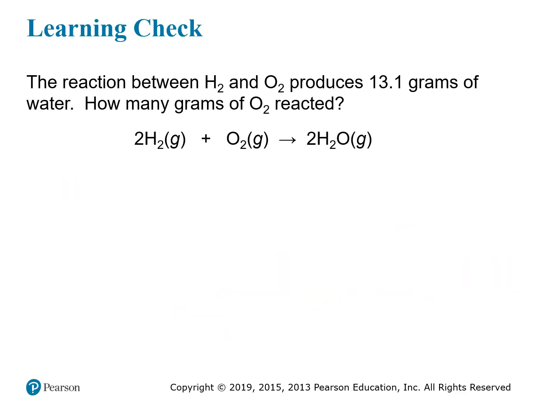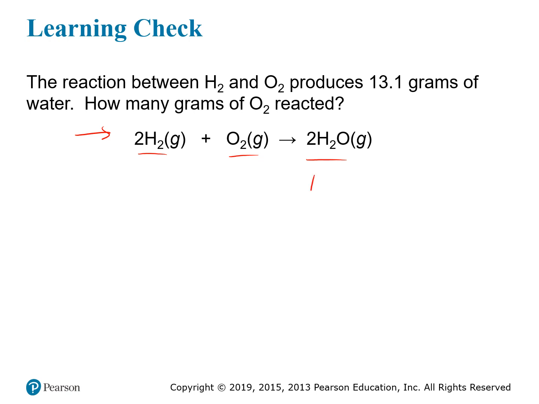Let's do another example. The reaction between hydrogen and oxygen produces 13.1 grams of water. How many grams of oxygen reacted? So they're telling us the chemical equation, right? We have the balanced chemical equation here. 2 moles of hydrogen plus 1 mole of oxygen yields 2 moles of water.